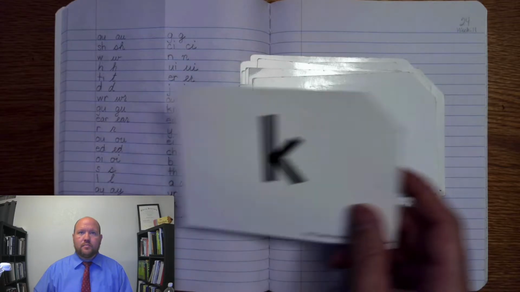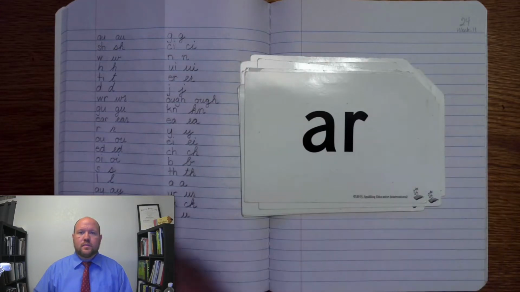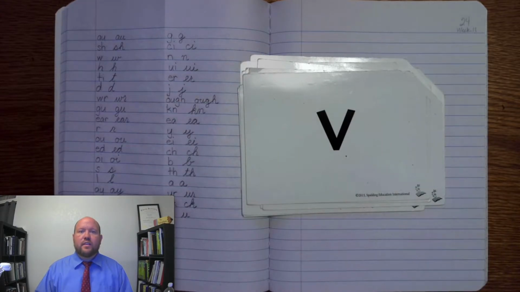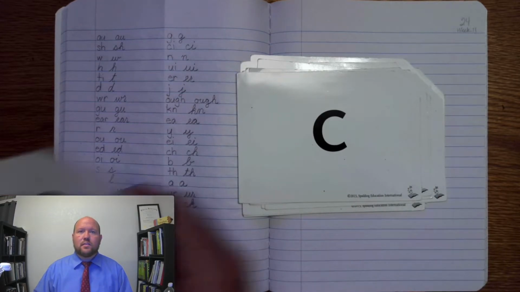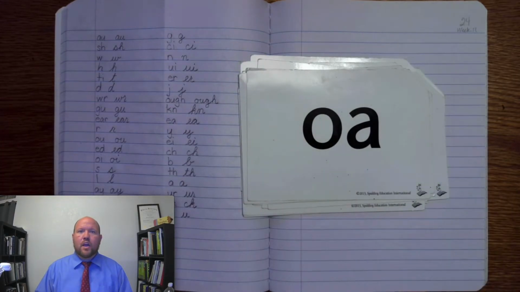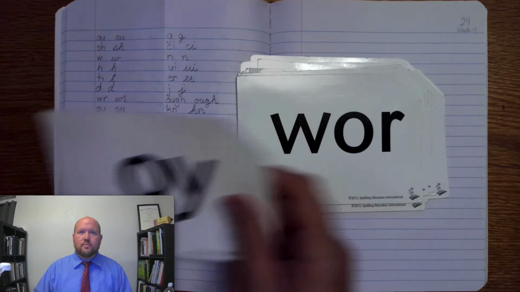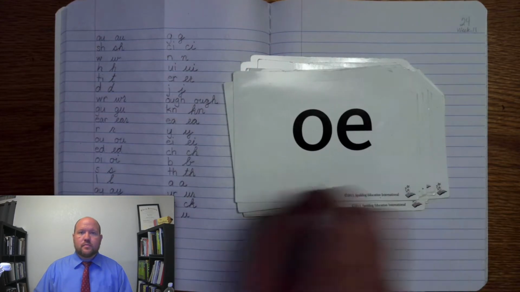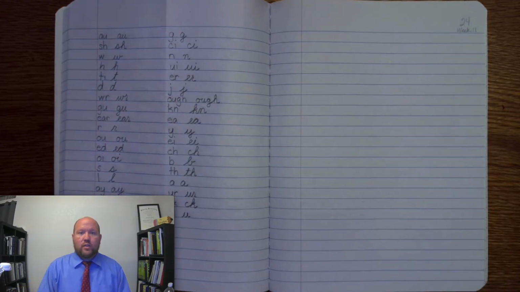Eh, e. K. R. V. K. S. O. Were. Oi. Oh. All right, this time through, we'll say the sound followed by the cue.